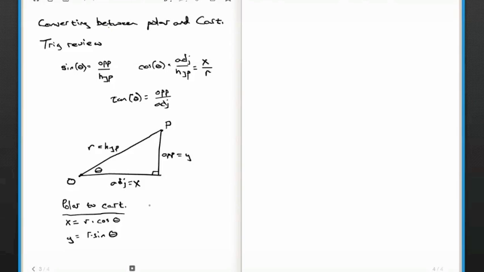But if we look at the other direction, going from Cartesian to polar, this one is a little less obvious. We use the Pythagorean Theorem to say that x squared plus y squared equals r squared. So that one is okay. And then we can also use the tangent, because opposite over adjacent is y over x. We can say that theta equals the arctangent, or the inverse tangent, of y over x.